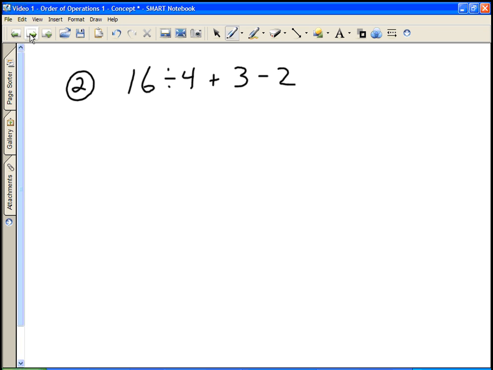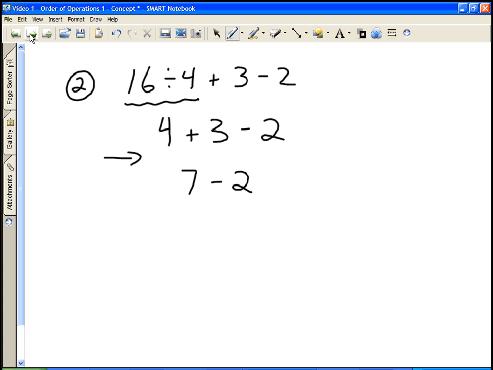In the next example problem, we have 16 divided by 4 plus 3 minus 2. So again, we need to do our division first, and I'm only going to do one step per line. 16 divided by 4 is 4, and now I rewrite all the things that are left, and I have 4 plus 3 minus 2. And now we need to do our addition subtraction because we have no more multiplication division left, and it's easiest to move left to right, and 4 plus 3 is 7.